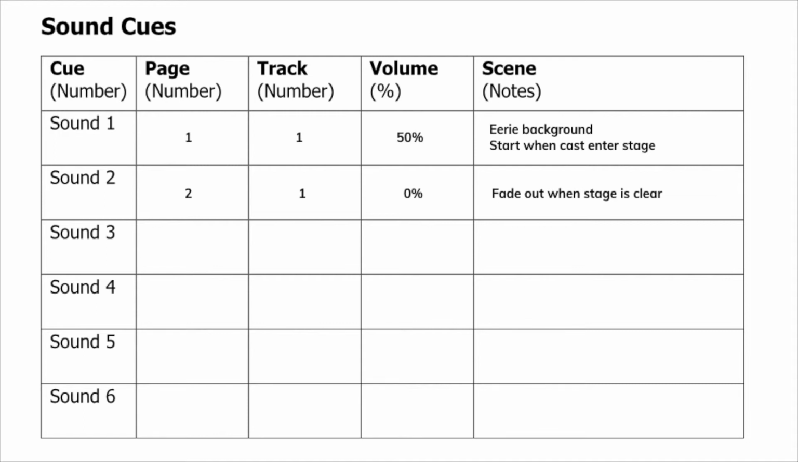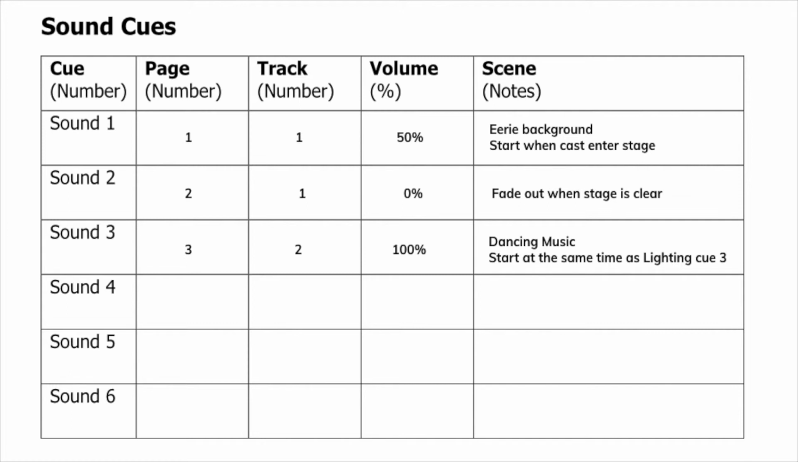For our next sound cue 3, we move on to page number 3, and this is now track number 2. This is to be played at full volume or 100%, and this has been described as dancing music, and this should start at the same time as lighting cue number 3.